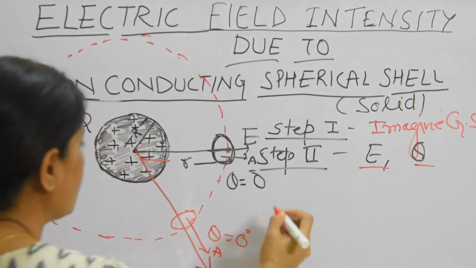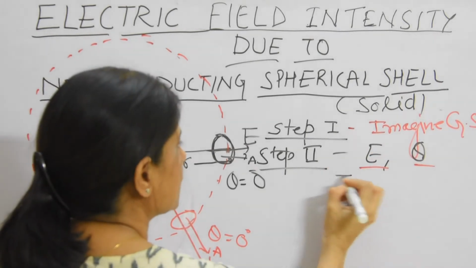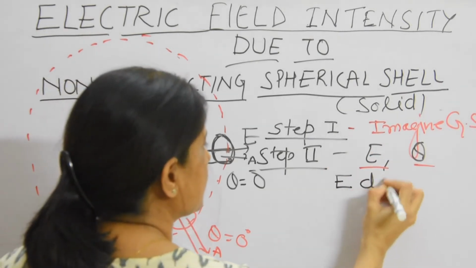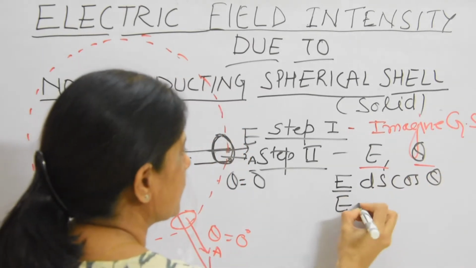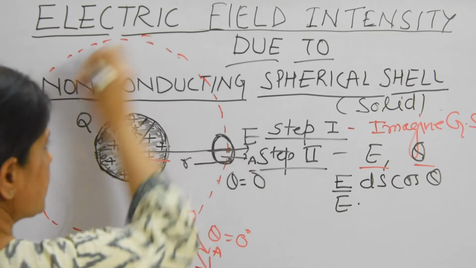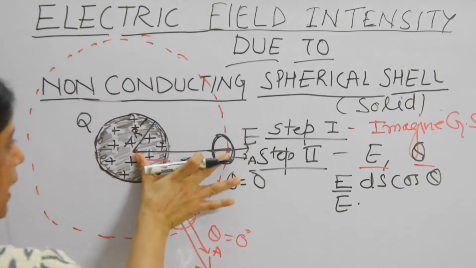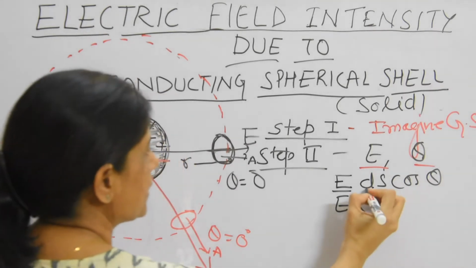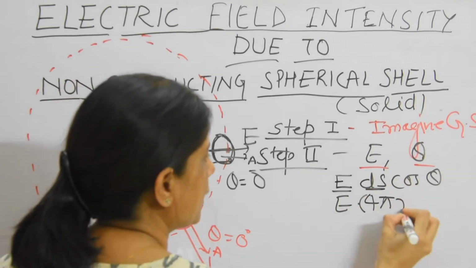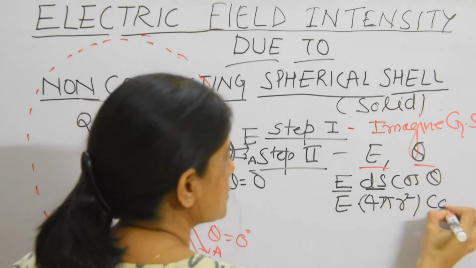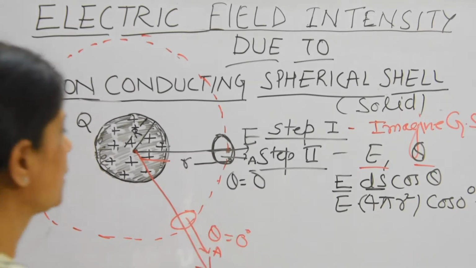Now just calculate the integral of E ds cos theta. E is constant, and ds throughout the surface, with radius r, gives the area 4 pi r square, and cos 0 degree is 1.